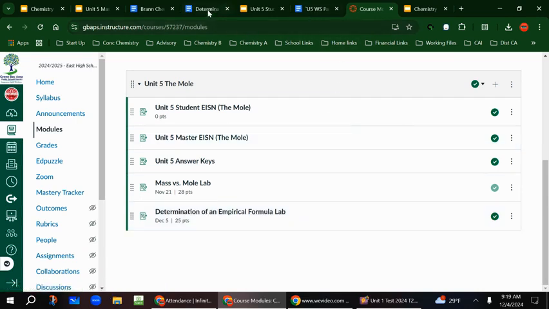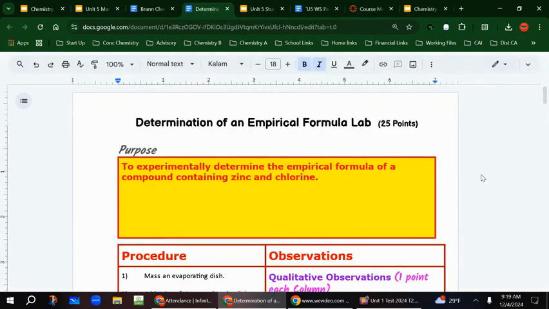Now, the other thing to avoid any instances, ladies and gentlemen, is we are going to handle the chemicals as little as possible. Okay? So the purpose of today's lab is to experimentally determine the empirical formula of a compound containing zinc and chlorine. Now, at your station, there is a balance. At your station, there is a hot plate with an evaporating dish on it, a ceramic dish. At your station, ladies and gentlemen, there are a few other things.